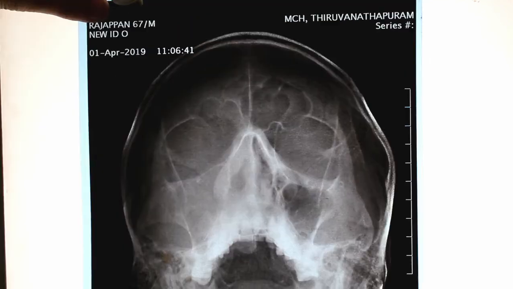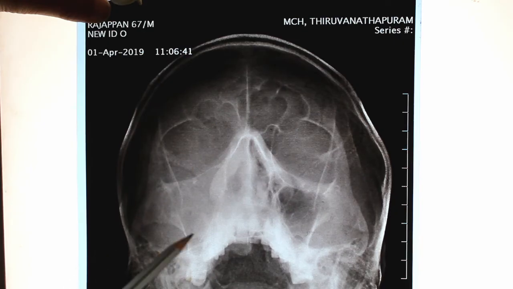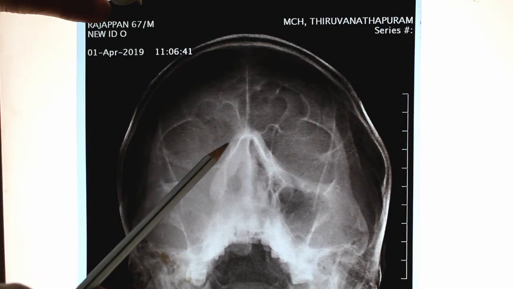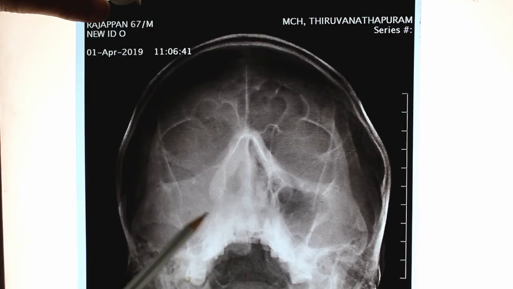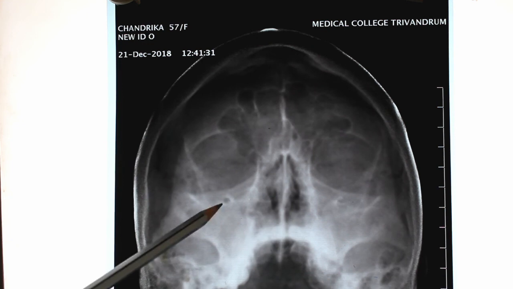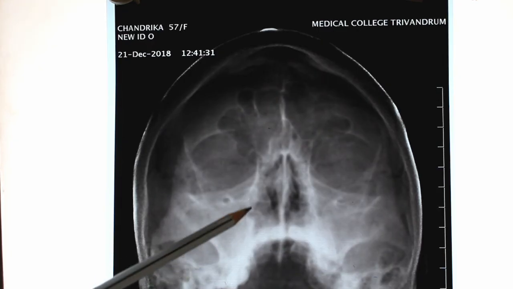This is the infraorbital foramen. Again, paranasal sinus with opacity on the right. This is left, and so this is the right maxillary sinus. Frontal sinus normal, ethmoid normal. There is also opacity in the right sphenoid sinus. See here, compared to the left side, there is opacity or haziness in the right maxillary as well as right sphenoid sinus. The differential diagnosis of haziness or opacity of the maxillary sinus was already told to you.